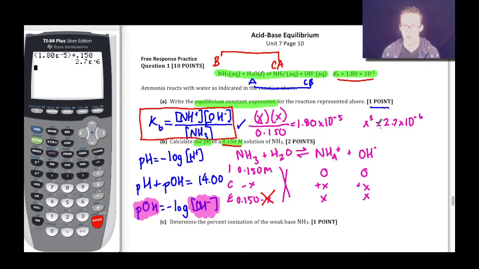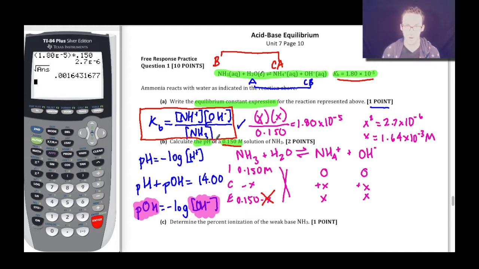So to determine what X is, and therefore the concentration of my hydroxide ion, I simply need to take the square root of this value. So the square root of that answer tells me that the hydroxide ion concentration and the ammonium ion concentration is going to have a concentration of 1.64 times 10 to the negative 3 molar.